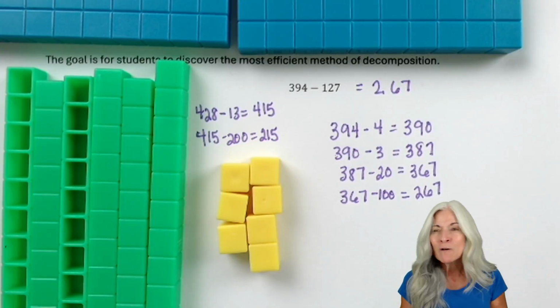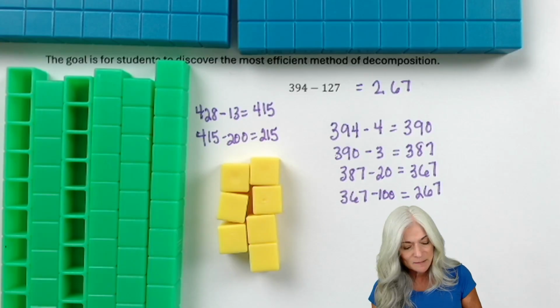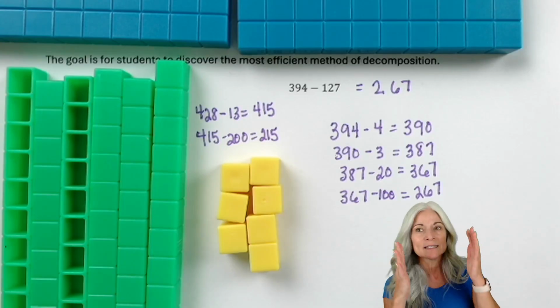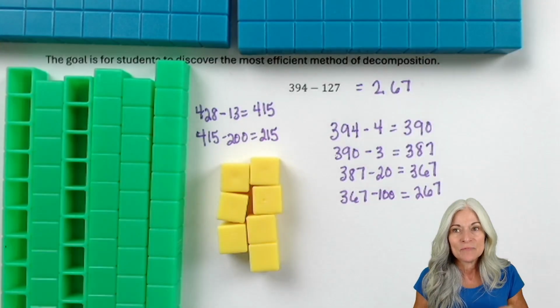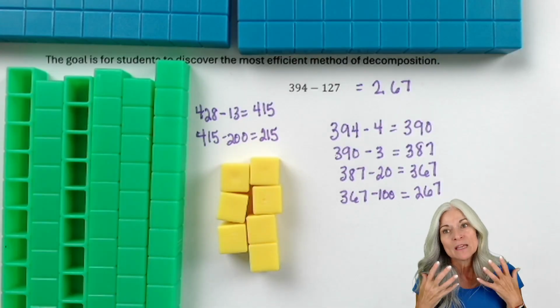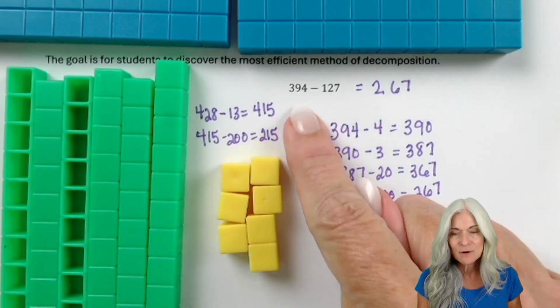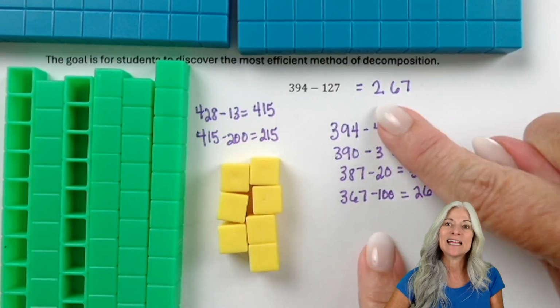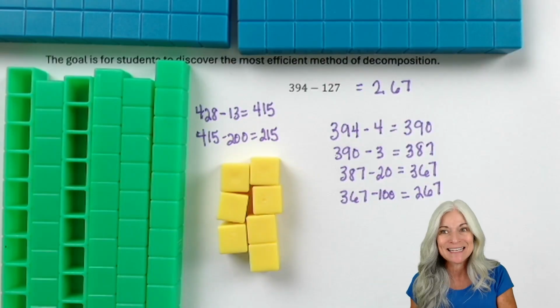So powerful, powerful for students, especially if they're struggling with this, to visually see that concrete representation of that number and taking away 127, and then look at the abstract beside it.